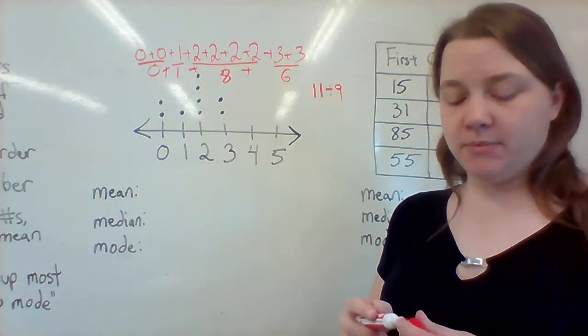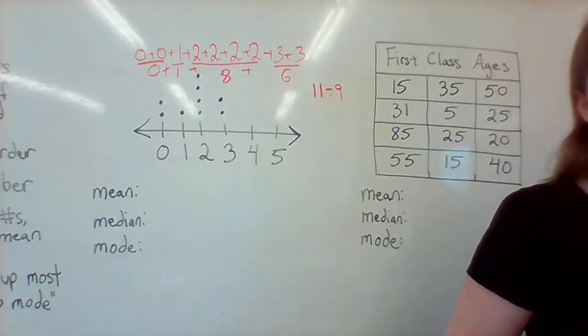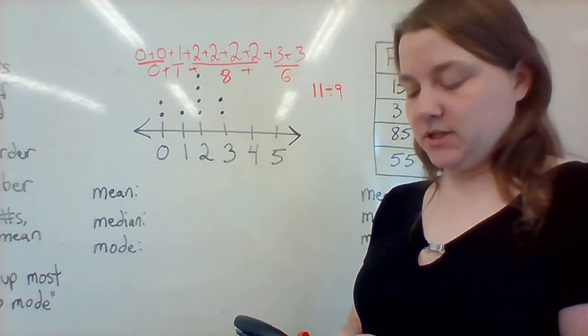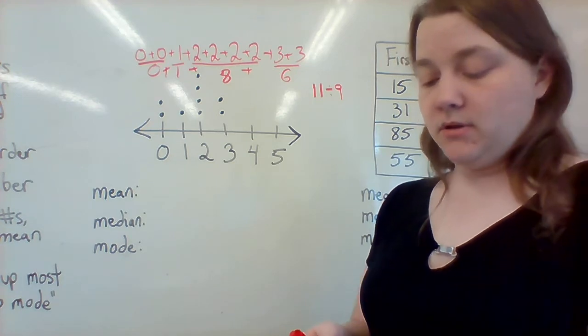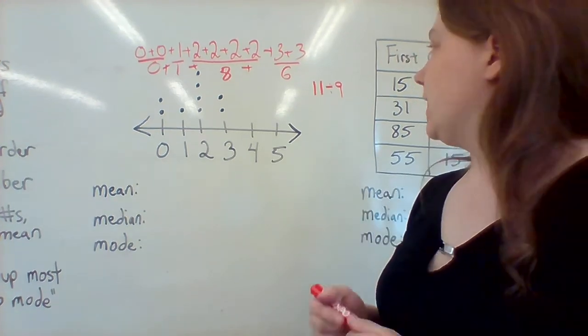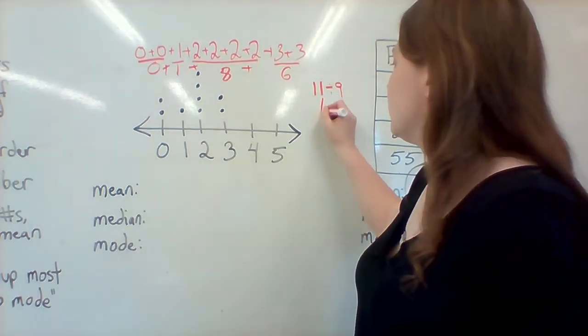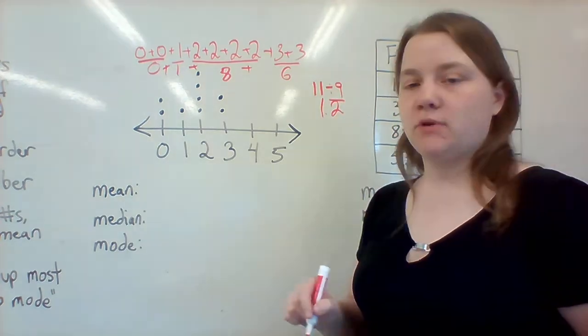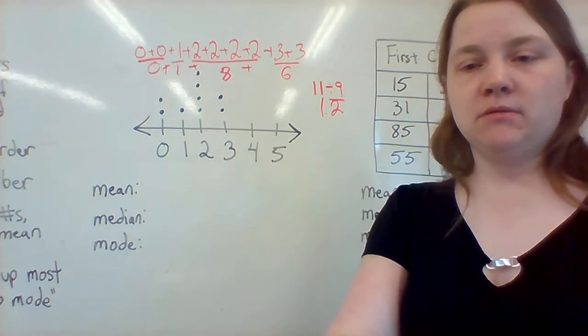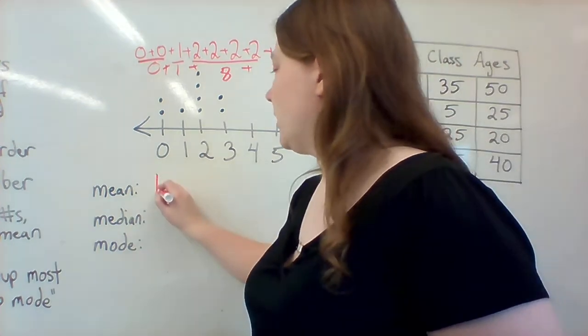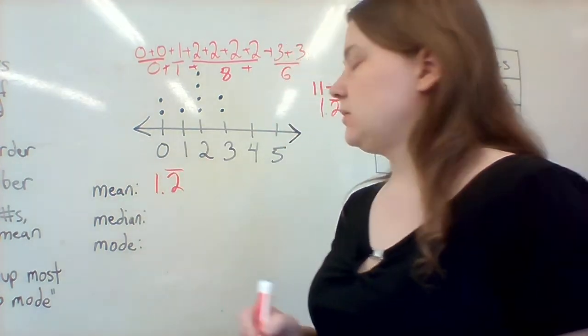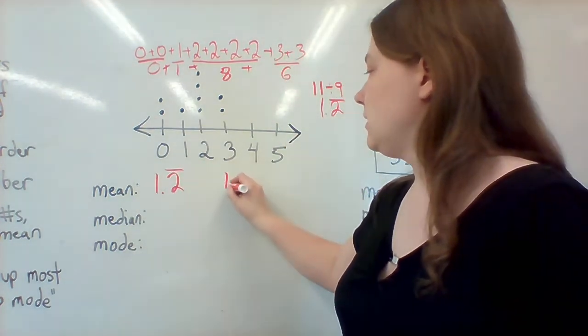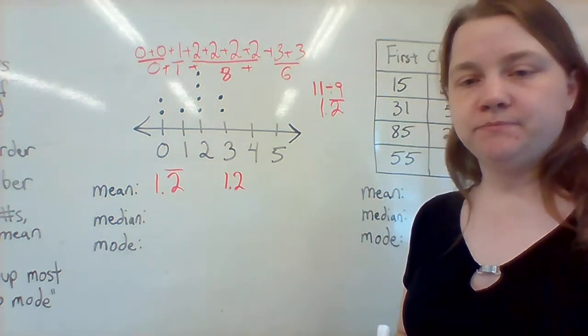We're going to jump on our handy dandy calculators, because that's what we're practicing using right now. And 11 divided by 9 is 1.2 repeating. So the mean is going to be 1.2 repeating. If you round it, it would be 1.2.